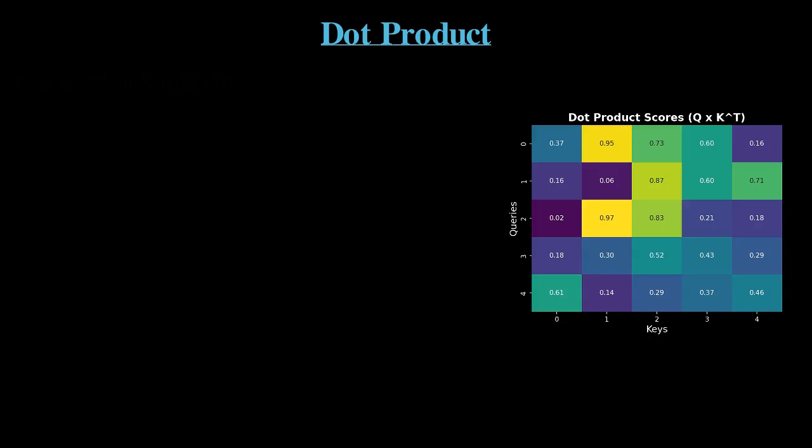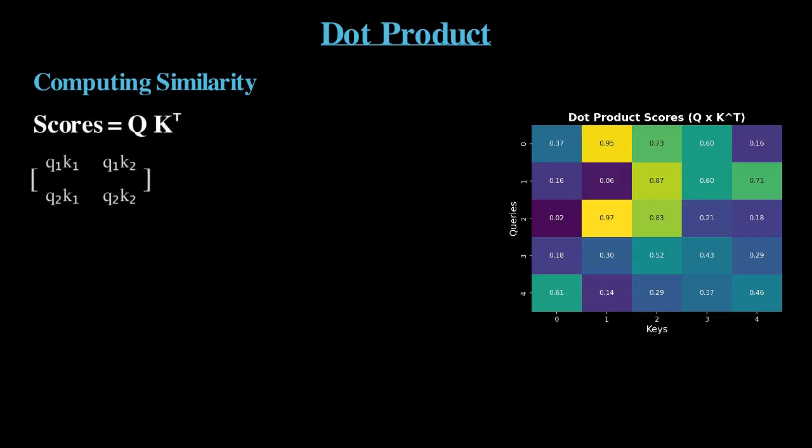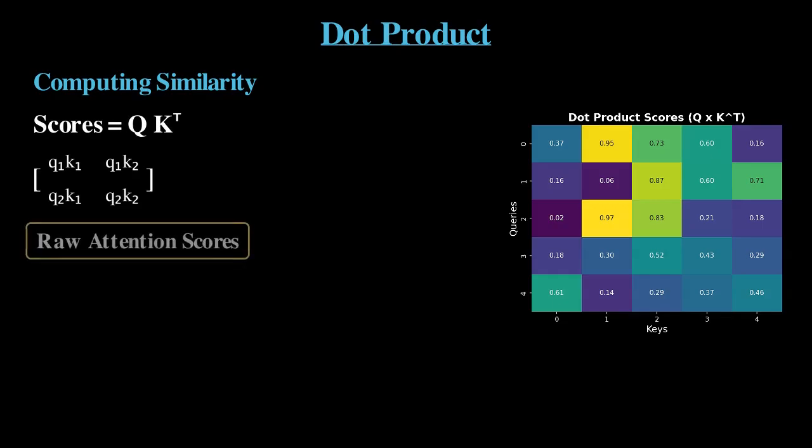To intuitively determine which items in our sequence should attend to one another, we must compute a similarity score. We achieve this by taking the mathematical dot product of the query matrix with the transposed key matrix. The result is a square matrix of raw, unnormalized attention scores, directly representing the alignment and relevance between every individual query and key pair.